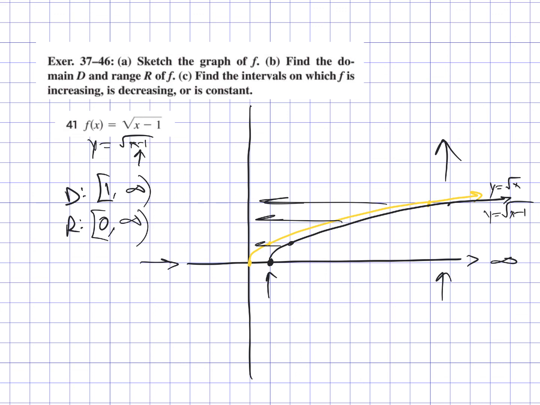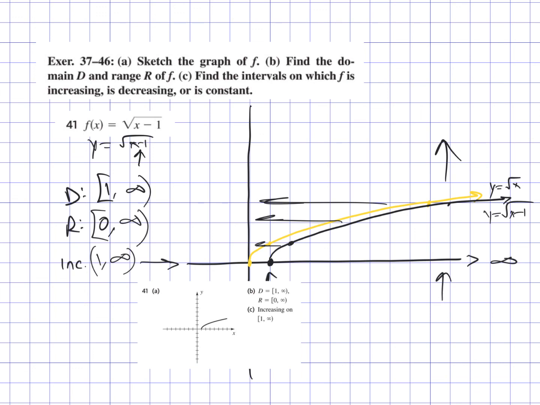Okay? So the intervals of increasing, it is only increasing. And the x values of where it's increasing is from 1 to positive infinity. It continually increases. It doesn't decrease. And it doesn't level off. All right. Good to go.